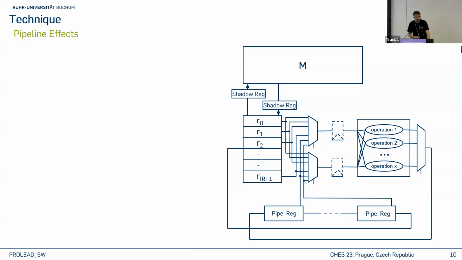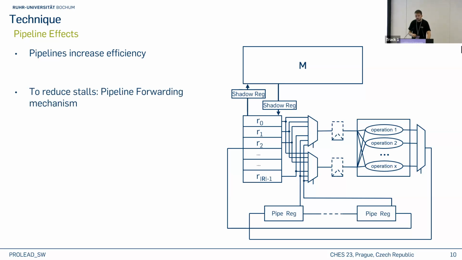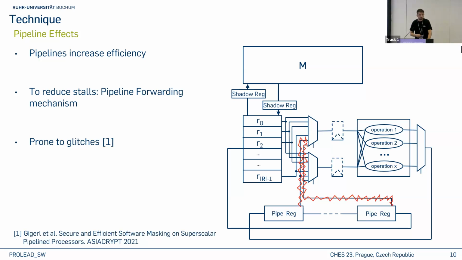Now for our last effect, we have a look at the pipeline. Pipelines are usually implemented inside CPUs to increase the efficiency, but pipelines themselves can also have some optimizations. One of the optimizations here, for example, is pipeline forwarding, where the value from later pipeline stages can be forwarded to the ALU before they're actually written back inside the registers in the register file. Now, when we want to forward the values from later stages back to the ALU, this requires some combinatorial logic. And as we've seen before, combinatorial logic is susceptible to glitches. And this is exactly what we model here.